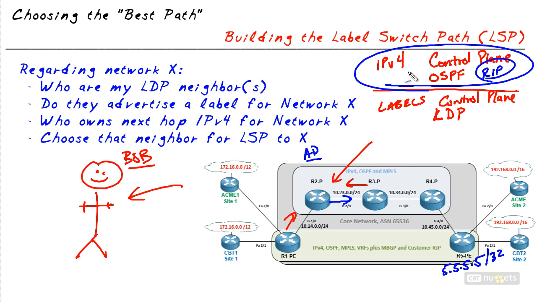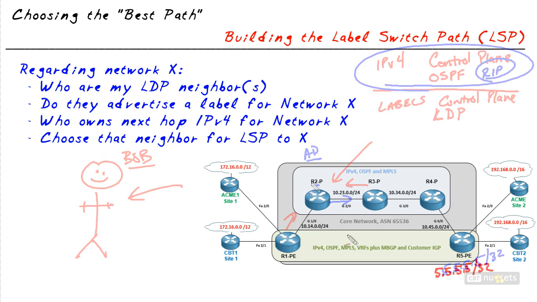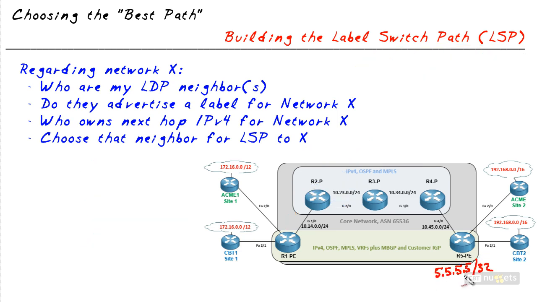And if we have multiple routes from the same exact routing protocol, we might get into a situation where we'll do load balancing across multiple paths. So that's a sampling of considerations that R2 might go through when choosing a best route to reach some IPv4 network. And let's say that to reach 5.5.5.5, R2 determined that R3 is the next hop.